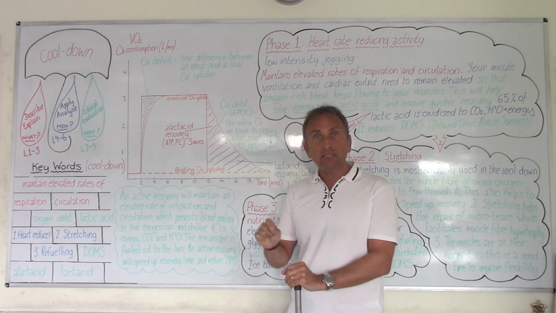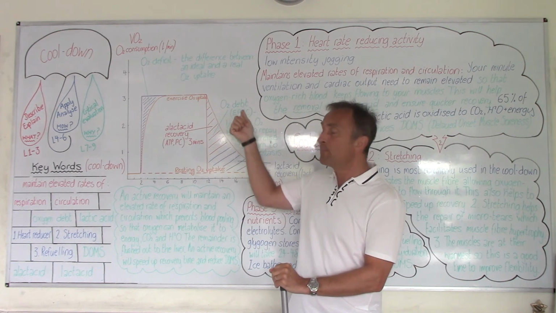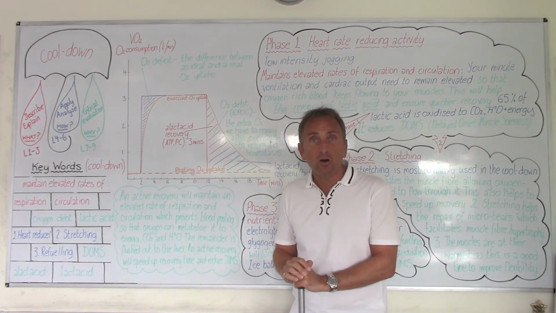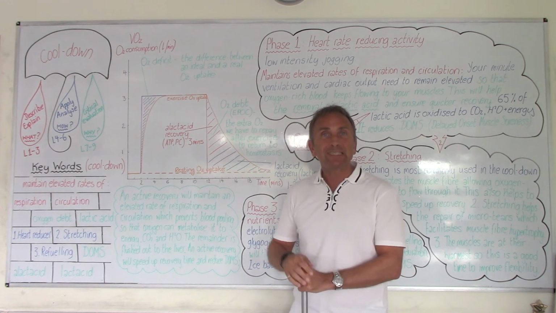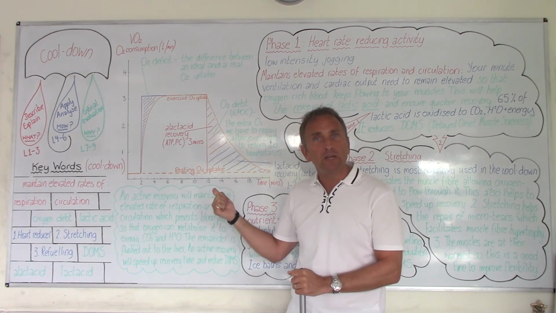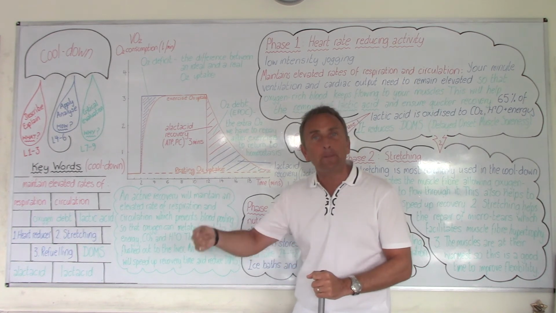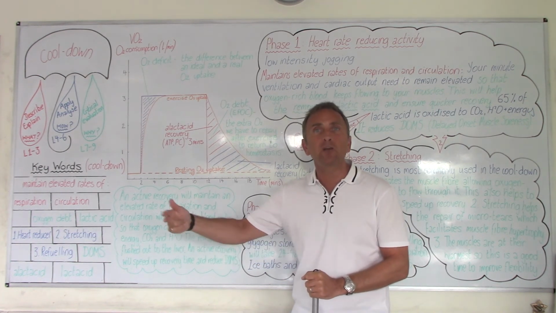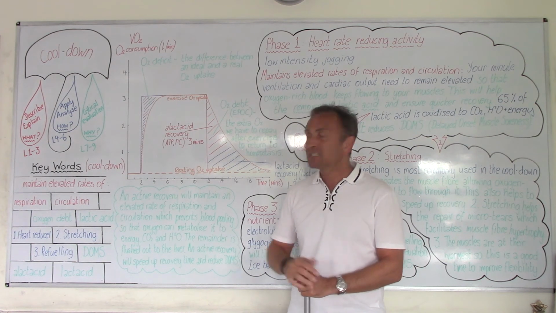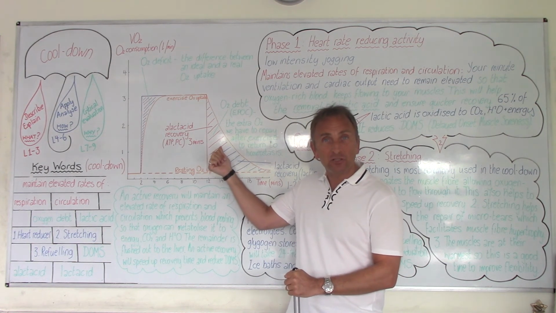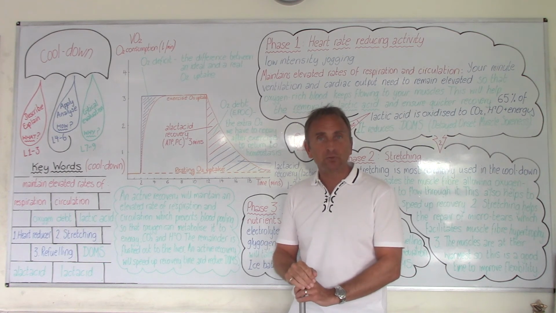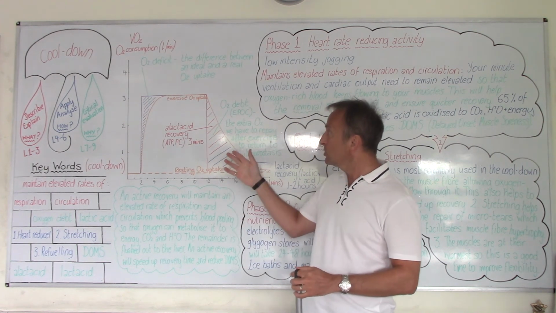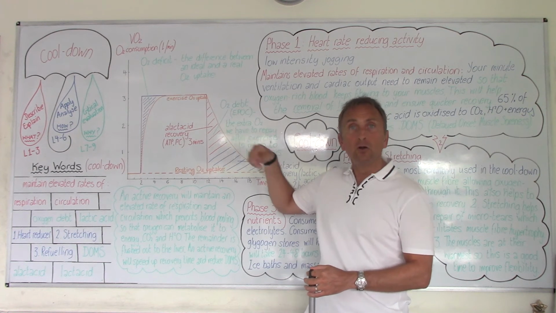In GCSE science it will be referred to as EPOC, excess post-exercise oxygen consumption. It's the amount of extra oxygen we need after exercise to get back to homeostasis or to resting levels. It's the amount of extra oxygen you need to get rid of lactic acid, if you like, in simple terms. Now there are 2 parts of EPOC, or oxygen debt.